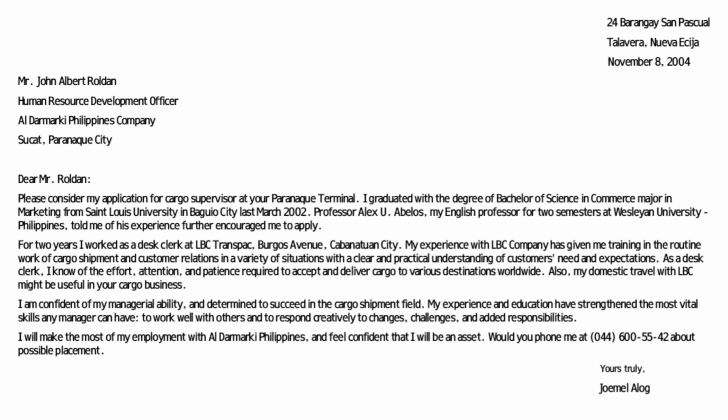24 Barangay San Pascual, Talavera, Nueva Ecija, November 8, 2004. Mr. John Albert Roldan, Human Resource Development Officer, Alder Marquee Philippines Company, Sucat, Parañaque City. Dear Mr. Roldan, please consider my application for cargo supervisor at your Parañaque terminal. I graduated with a degree of Bachelor of Science in Commerce, major in Marketing from St. Louis University in Baguio City in March 2002.